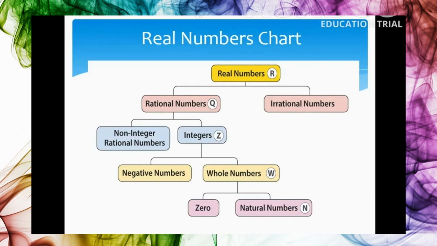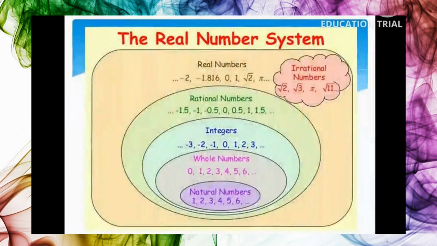Integers are again classified as negative numbers and whole numbers. So whole numbers start from 0 and go up to infinity. All other numbers on the negative side are called negative numbers. So negative numbers and whole numbers together are called integers. Then again whole numbers can be classified: 0 is there and natural numbers are there. So in the set of whole numbers, all numbers except 0 are natural numbers. The same concept we can see with the help of a diagram.